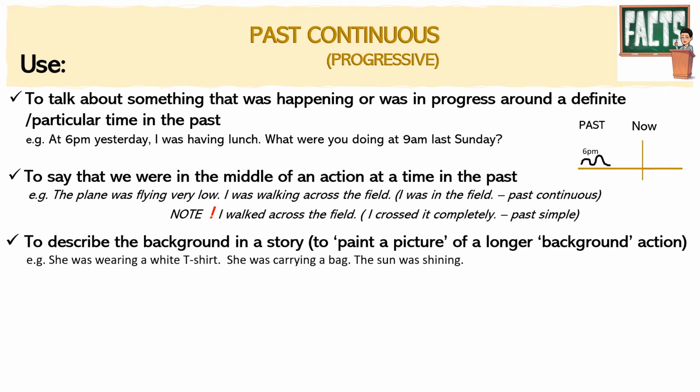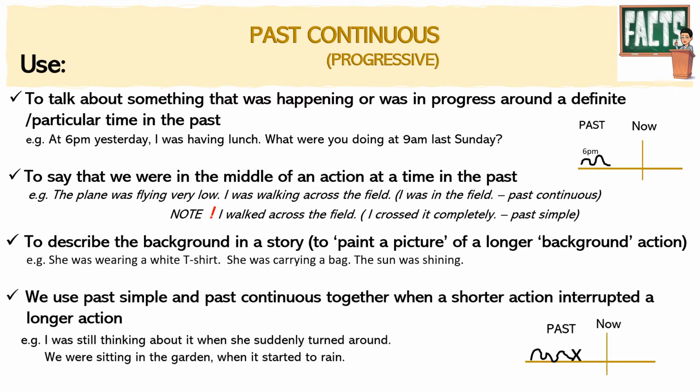You use past continuous when you want to describe the background in a story. So when you want to paint a picture of a longer background action, when you want to give us details, not the main news of the story. For example, she was wearing a white t-shirt. She was carrying a bag. The sun was shining.